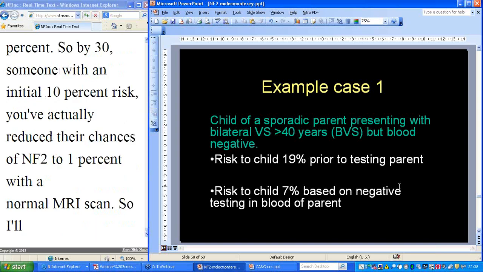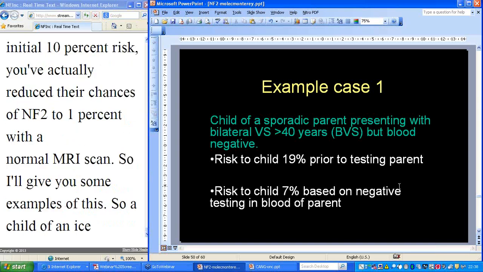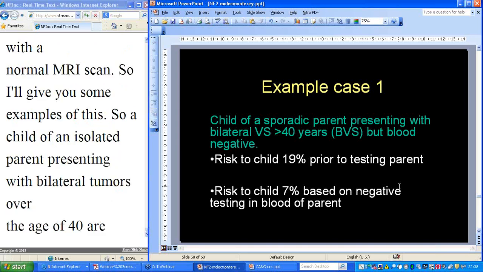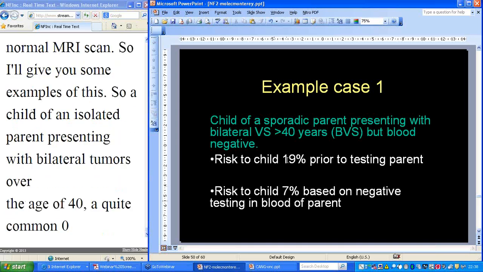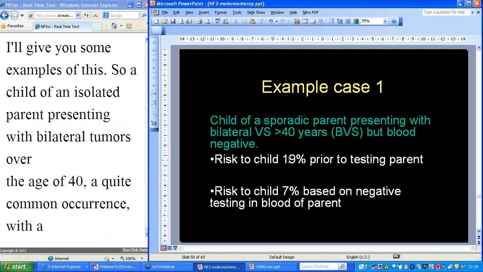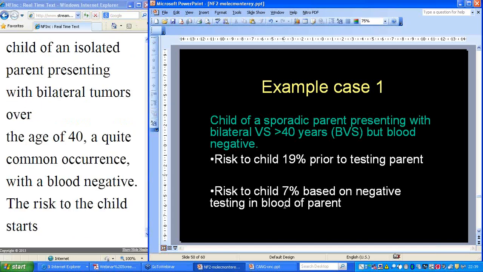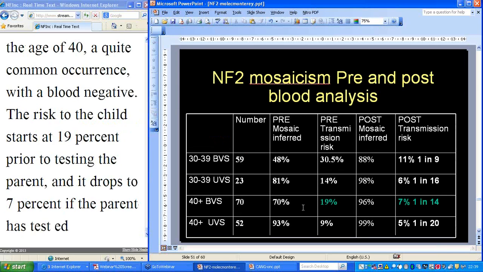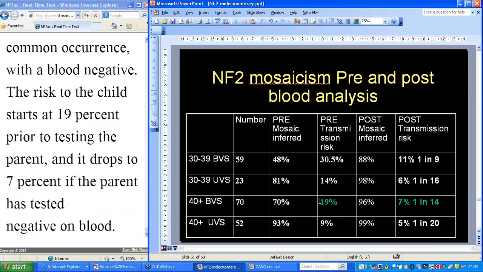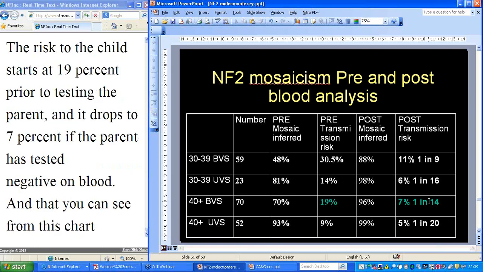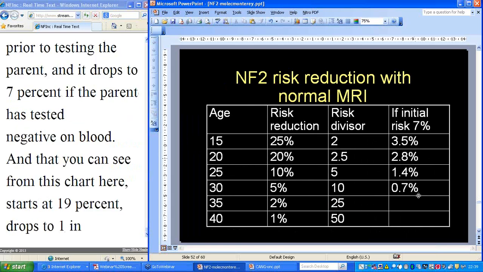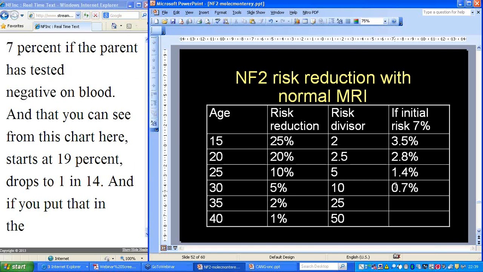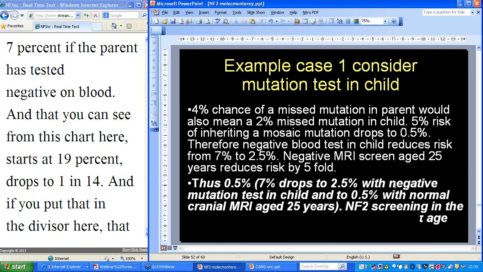So a child of an isolated parent presenting with bilateral tumors over the age of 40, a quite common occurrence, but blood negative. The risk to the child starts at 19% prior to testing the parent, and it drops to 7% if the parent has tested negative on blood. And that you can see from this chart here, starts at 19%, drops to 1 in 14. And if you put that in the divisor here, that person can be discharged at 30 if they've had a normal MRI scan. The likelihood of NF2 is so small.